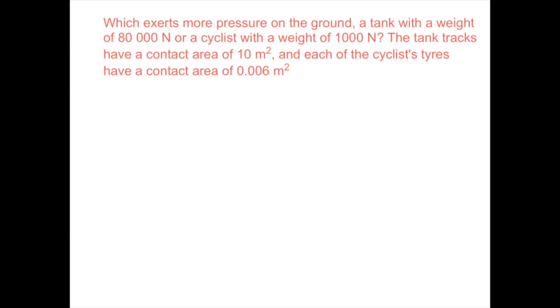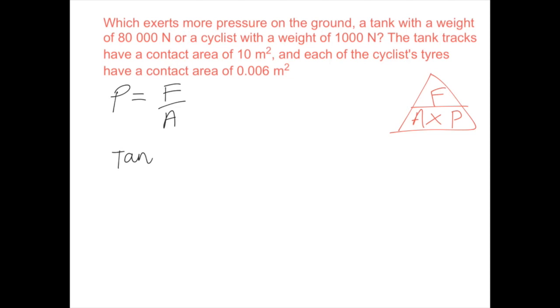So what you need to do is begin by drawing the triangle to help you sort out your formula. So it looks like this: force is at the top, then it goes area, and then it goes pressure. So I'm going to change to black. So I'm obviously looking at the pressure, so I need the form of the equation which looks like this: force over area. I'm going to start by looking at the tank.